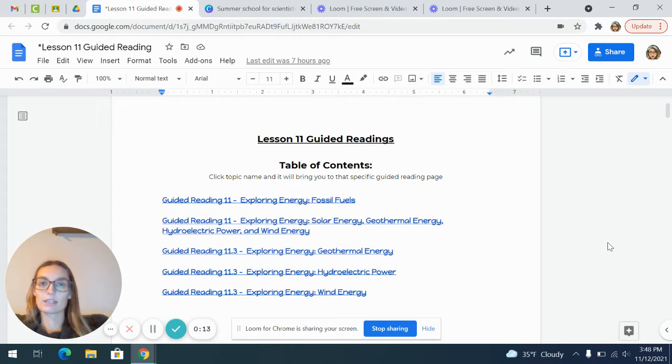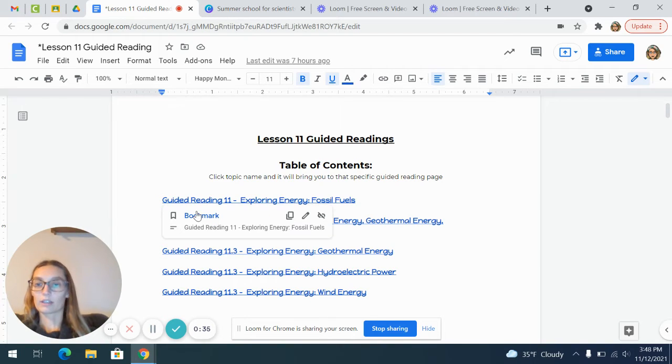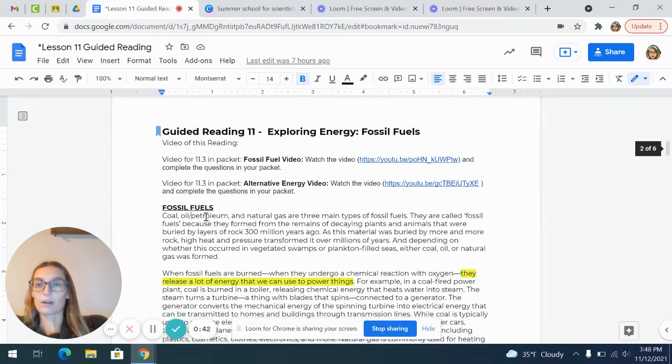As you may notice, the setup for our guided readings is a little bit different compared to what they used to be. You'll notice that they are now on Google Docs and not on Google Slides. Each first page of the guided readings will start with a table of contents, and you'll notice how the title of each guided reading is blue and underlined. That means that you can actually click the title of the guided reading you're specifically looking for. And when you click on the word bookmark, it'll bring you right down to the reading that you are doing for the day.